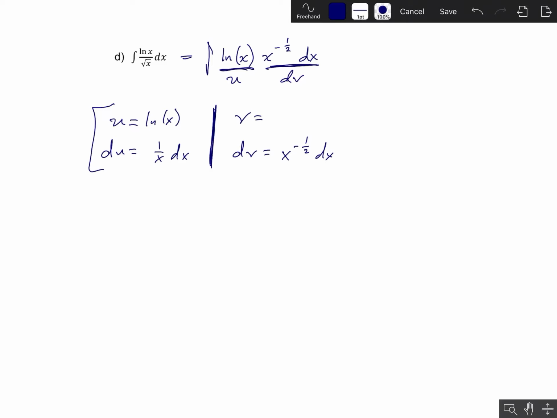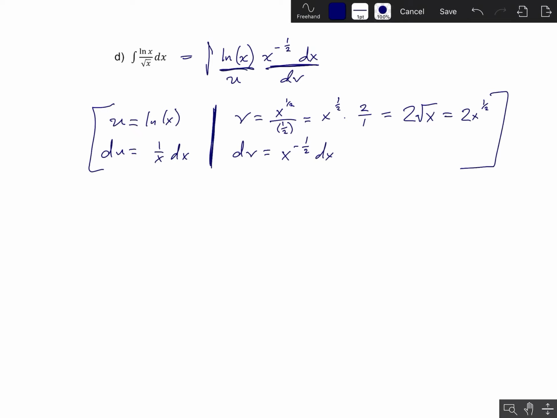We would need to integrate that to get v. Now if I integrate that, I would add 1 to that power. So if you add 1 to a negative 1/2, it would be a positive 1/2. So we add 1 to the power to get a positive 1/2, and then we would need to divide by the new power. So that's division by 1/2. Now when you divide by a fraction, that's the same thing as multiplying by a reciprocal. So this is the same thing as x to the 1/2 times 2 over 1, which is just 2 times the square root of x. Or if you wanted to keep writing it with this fractional exponent, that would be 2 times x to the 1/2.